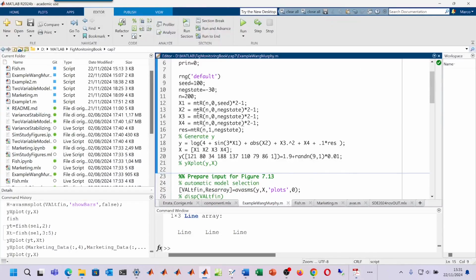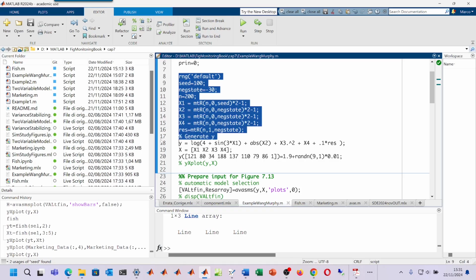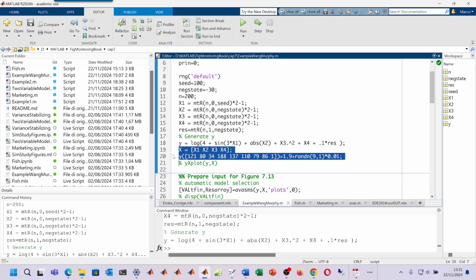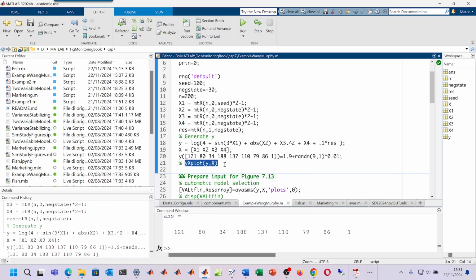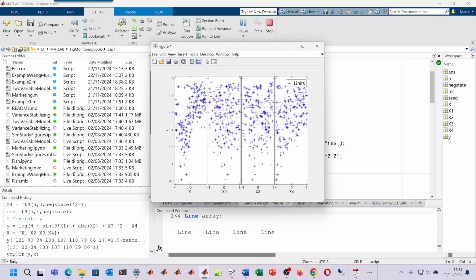So let us go to the code. Here we have used a particular seed, and then this our routine MTR generates the same random numbers as those that come out from the R language. So you can easily reproduce them in R using this seed. And then we have some contamination. Just to give you an idea of the y-x plot, here it is.